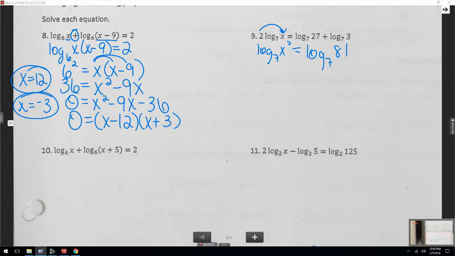Are you okay? All right. You've got one logarithm on both sides with the same base. So you get to drop their logarithms and set their pieces equal.